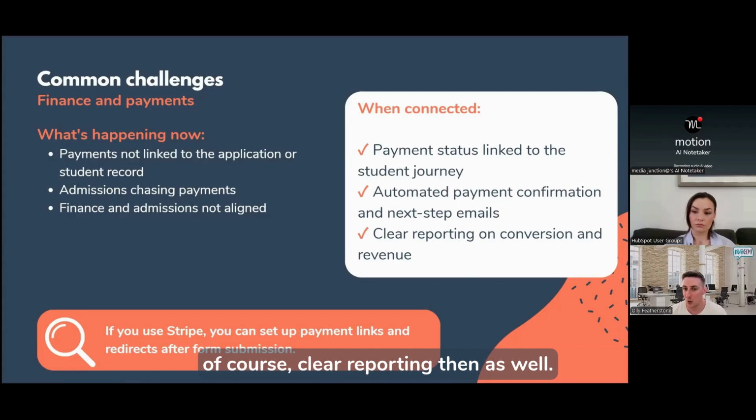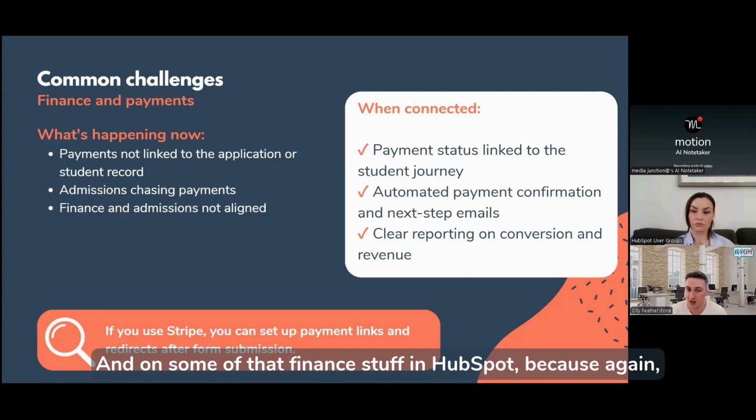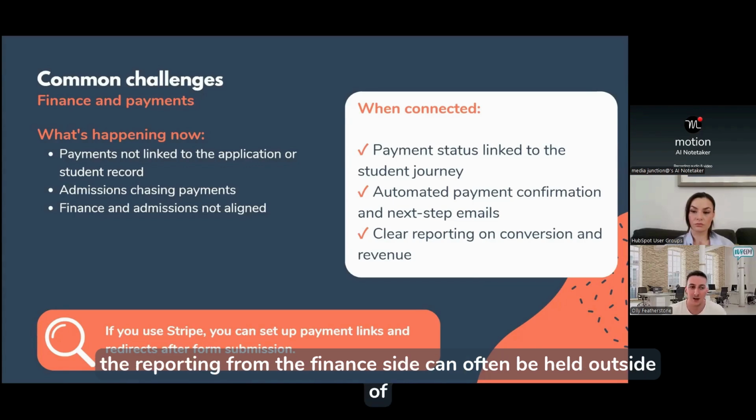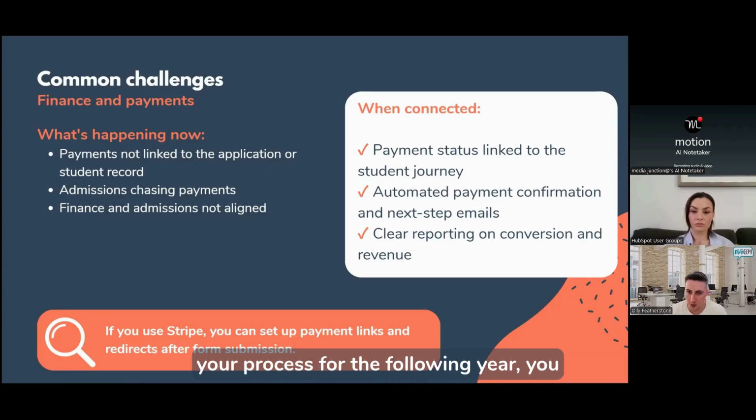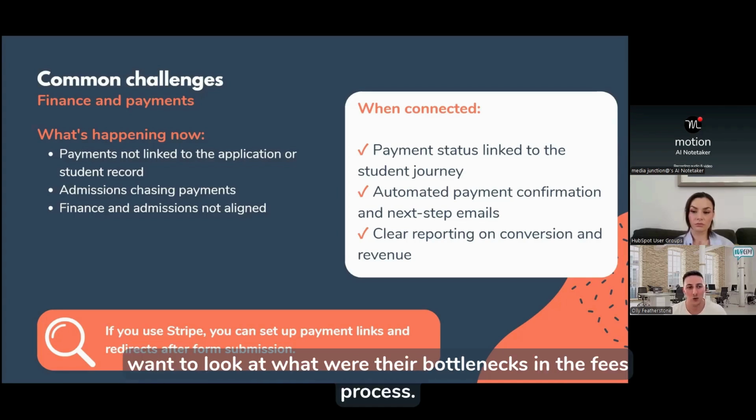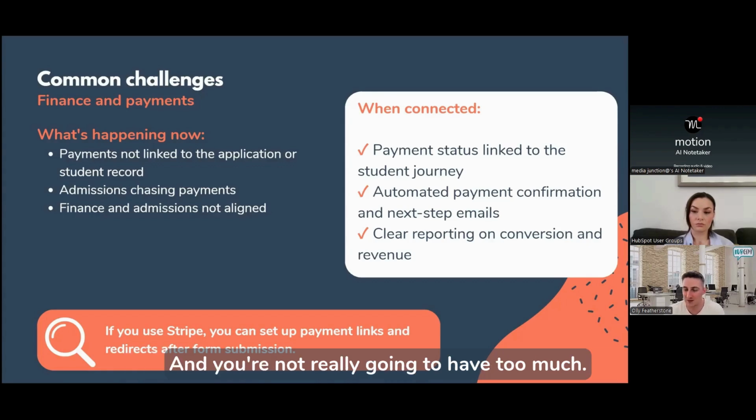And of course, clear reporting then as well, and on some of that finance stuff in HubSpot, because again, the reporting from the finance side can often be held outside of the main CRM. So ultimately, when you come to optimize your process for the following year, you want to look at, well, were there bottlenecks in the fees process? And you're not really going to have too much data on perhaps why that was.